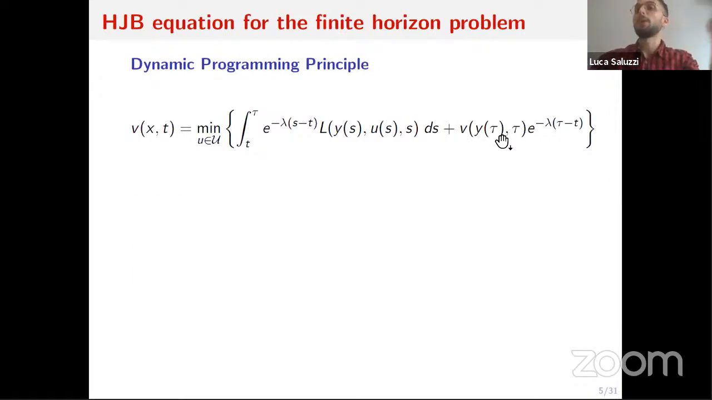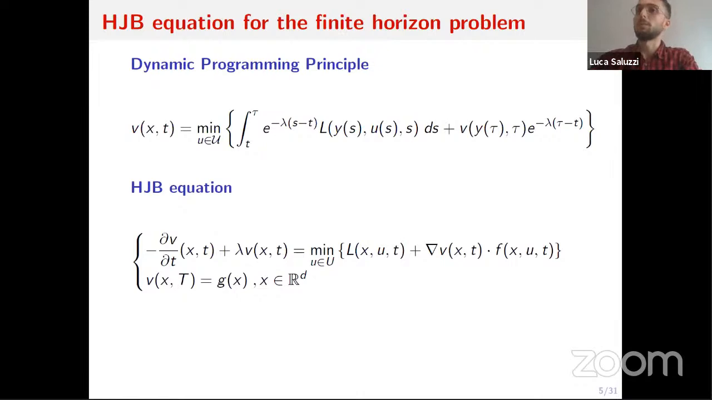Thanks to this formula, we can derive the Hamilton-Jacobi-Bellman equation. You can see that the Hamilton-Jacobi-Bellman equation is first order and nonlinear, since there is a minimization over a compact set. And we are fixing the final condition at the final time, so G(x) is the final cost. It's important to stress that x, the space variable, lives in R^d, so it has the same dimension as the original dynamical system.